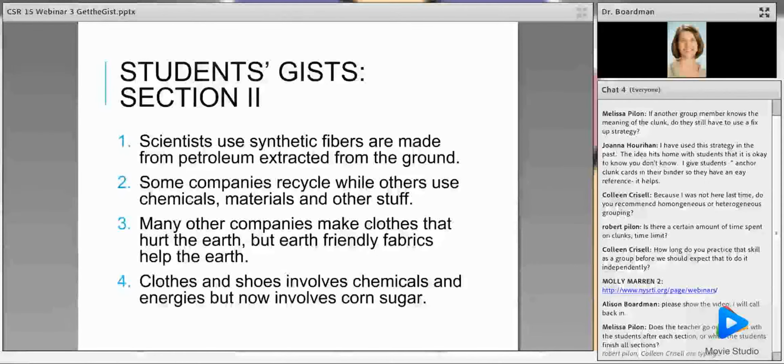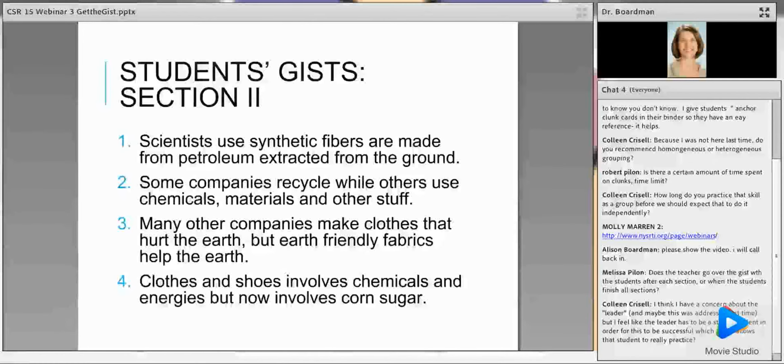Okay, does the teacher go over the gist with the students after each section or when the students finish all sections? That's a great question, and it can be done both ways. In the beginning, when kids are just learning, sometimes it is helpful to pull the groups back together and to make sure that everybody has a shared understanding. On the other hand, what happens as kids become more proficient with the process is that they actually don't need to come back after each section, and you'll see that kids are moving at slightly different paces, and it can be a little bit disruptive to bring them back together. So when is it good to bring the whole class back together?